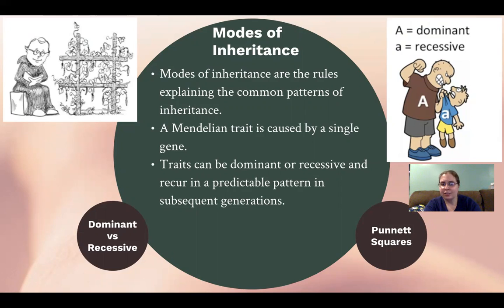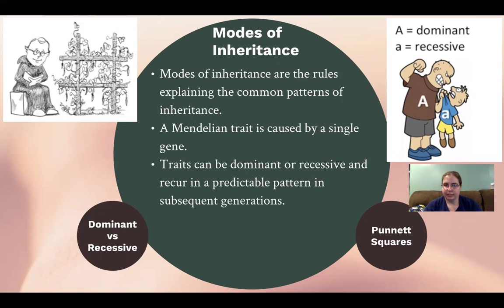In our next chapter, we'll talk about even more modes of inheritance, such as codominance, incomplete dominance, epistasis. Later on, we'll even talk about sex-linked and how that's a mode of inheritance. So mode of inheritance are simply the types of inheritance. So the rules that we see when we notice a pattern.